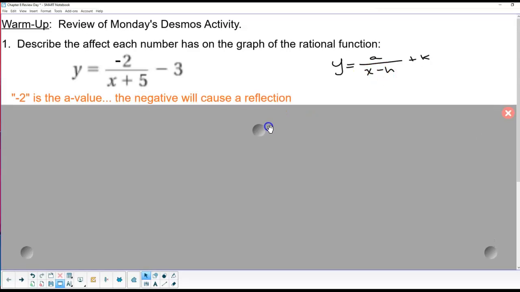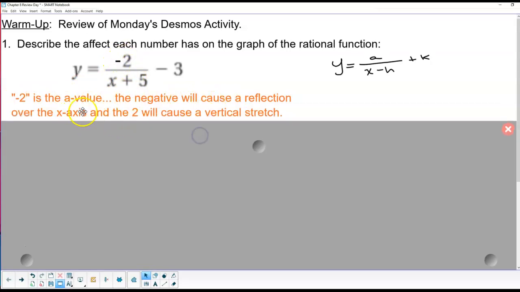So let's look at the a value. The a value is -2. Because it's a negative, the negative in the a value will cause a reflection over the x-axis, and the 2 will cause a vertical stretch.